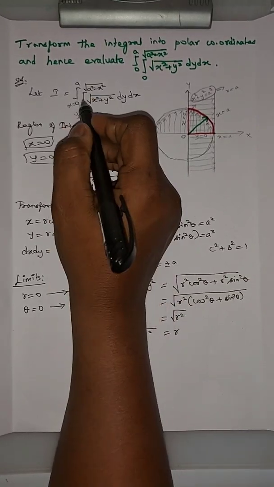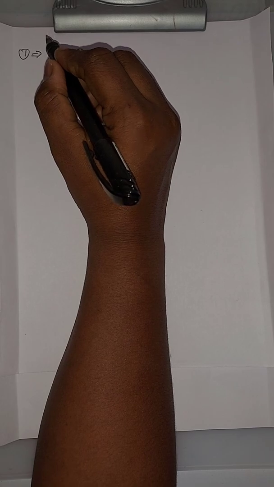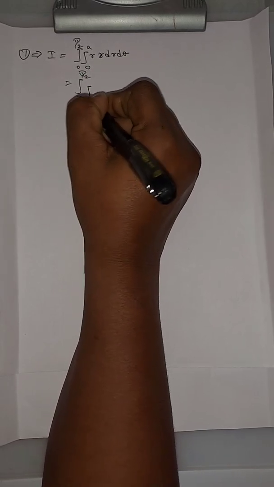Now substituting it in I. Let this be equation number 1. So equation number 1 becomes I is equal to the double integral, where the integral function is r, and dy dx transforms to r dr d theta. So r into r dr d theta, with the limit of r from 0 to a and the limit of theta from 0 to pi by 2, which is equal to the integral 0 to pi by 2, integral 0 to a.